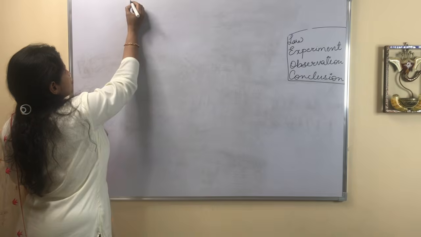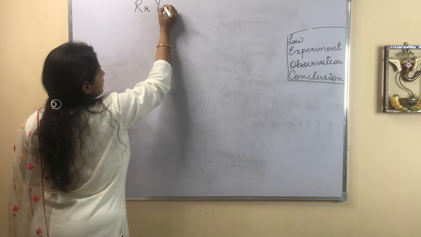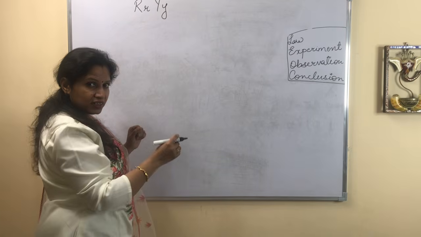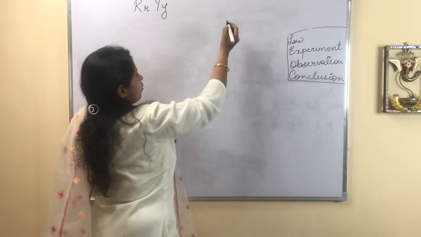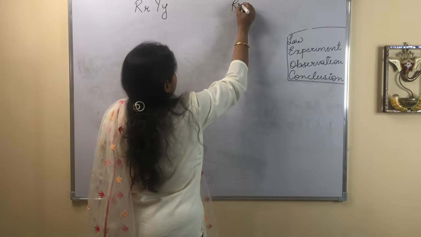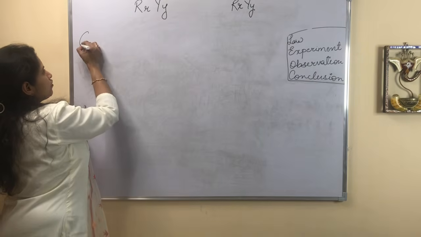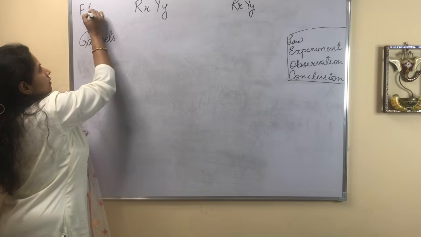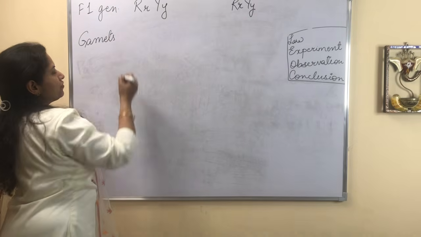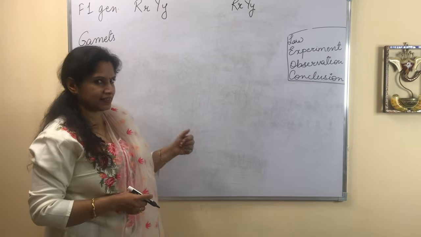So, F1 जनरेशन में हमें क्या मिला था? कैपिटल आर स्मॉल आर, कैपिटल वाई स्मॉल वाई. ठीक है, तो जितने भी ओवम बनेंगे वो इनसे बनेंगे और जितने भी पॉलन ग्रेन्स बनेंगे वो भी इन्हीं से बनेंगे. अब जब गैमेट बनेंगे तो क्या क्या पॉसिबिलिटी है देखते हैं. ये F1 जनरेशन है हमारा. F1 जनरेशन के बाद जो इनके गैमेट्स बनेंगे उसमें क्या क्या पॉसिबिलिटीज हैं, लेट्स सी दैट.